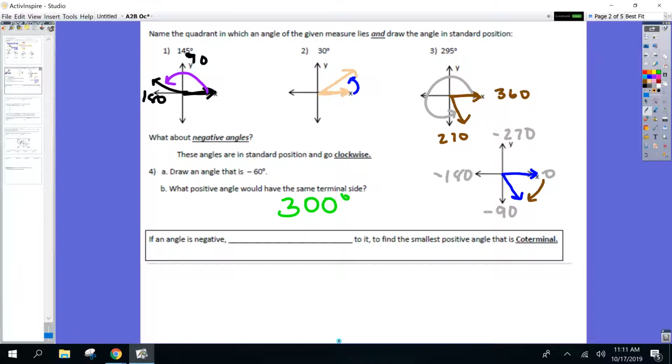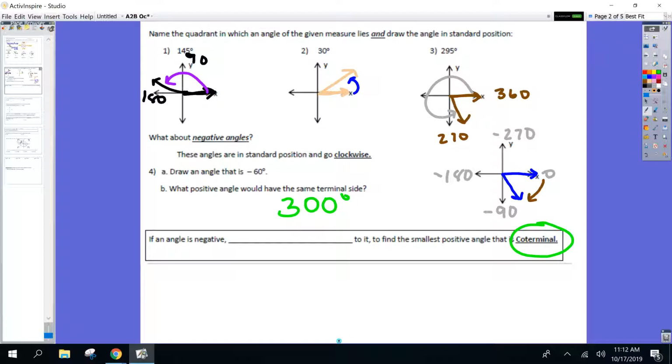Okay, whoa, new vocabulary term now. 300 degrees and negative 60 we call coterminal. Coterminal. Because, what's this side called again? The side in the quadrant? That's the what side? Look back if you have to in your notes. That's my terminal side. Coterminal angles share the same terminal side.